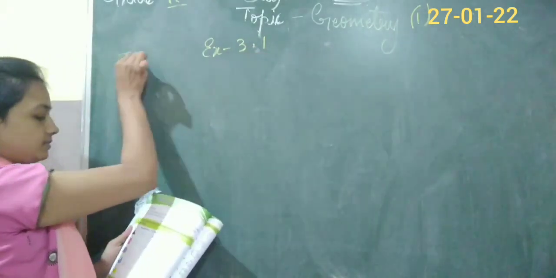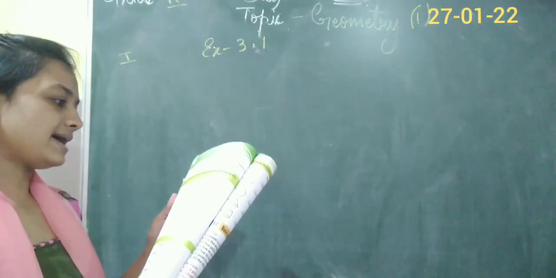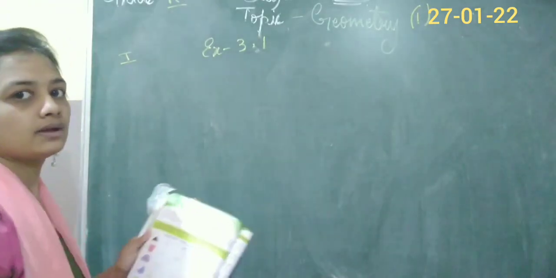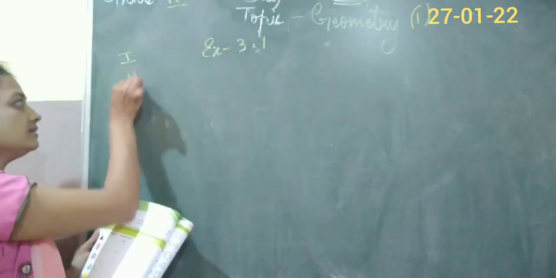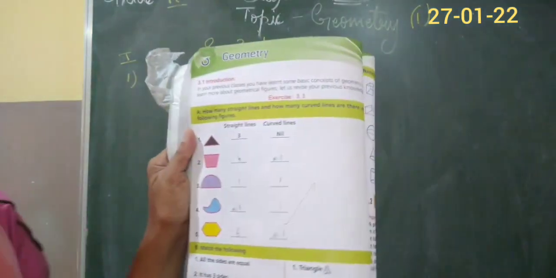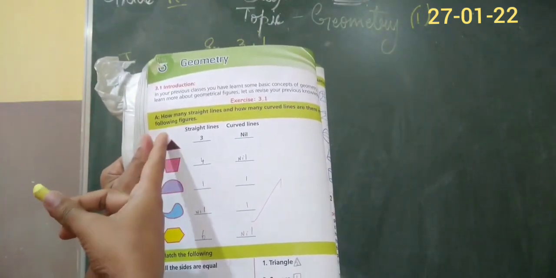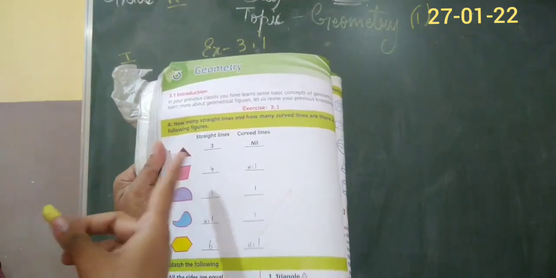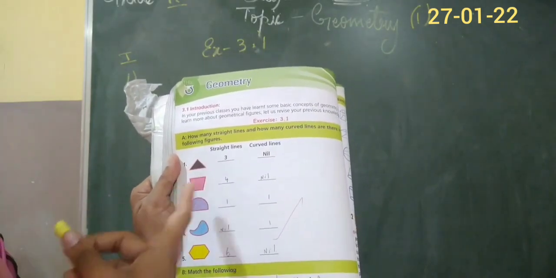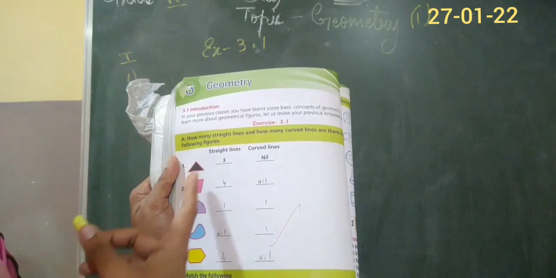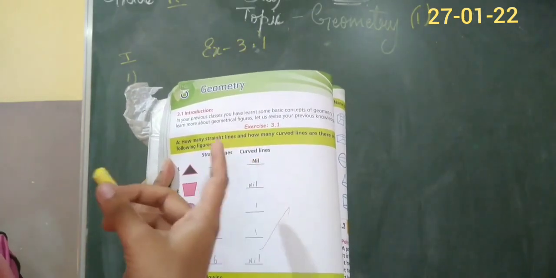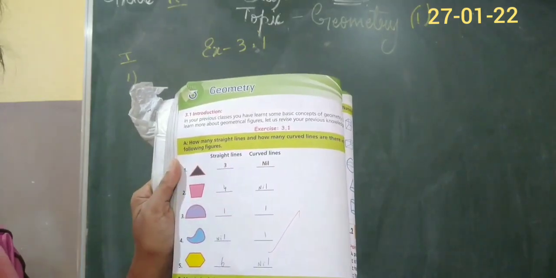First one: How many straight lines and how many curved lines are there in the following figures? So I'll be writing only answers, children. First one, you have a triangle and you can see how many straight lines here? 1, 2, 3 straight lines. They have already written it for you. It is 3 straight lines. And can you see any curved lines? No, right? So they have written nil. If there is no curved line, you can write nil or you can also write 0.